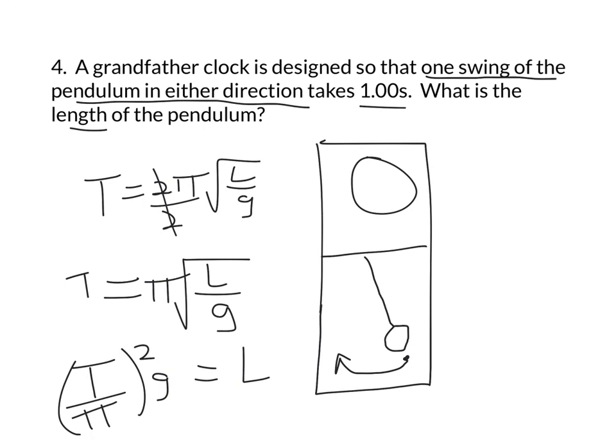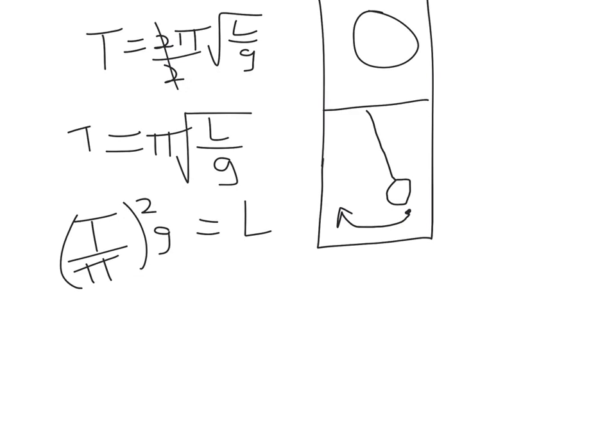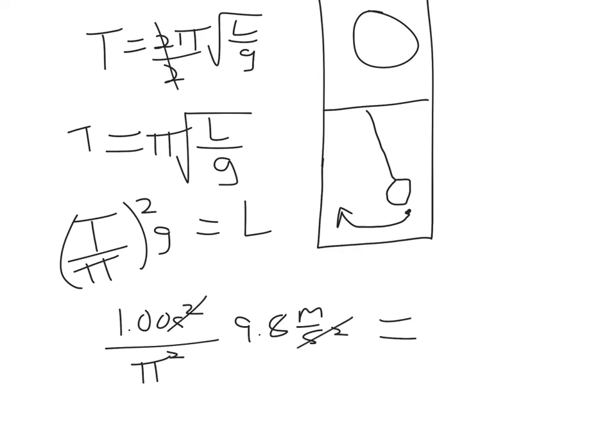Okay. So the length of this pendulum is t squared. So t was 1 second. So 1 second squared on top over pi squared times g, which is 9.8 meters per second squared. Oh look, seconds squared cancel. That's awesome. So my length will be, to 3 sig figs, actually, 0.993 meters. Now, if you were to round that, you would get 1 meter.